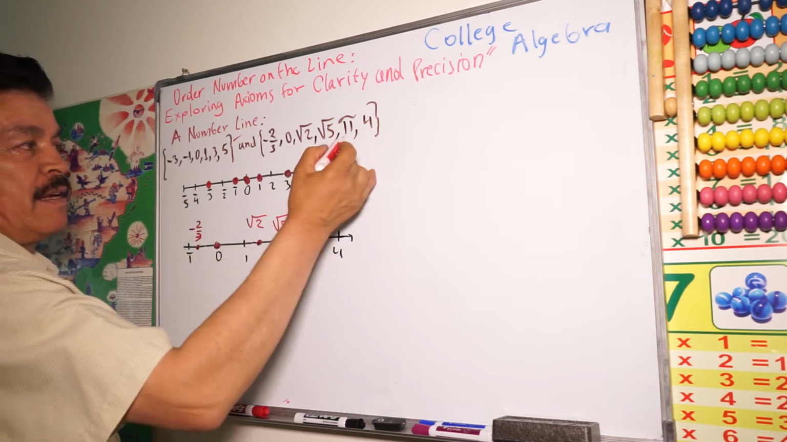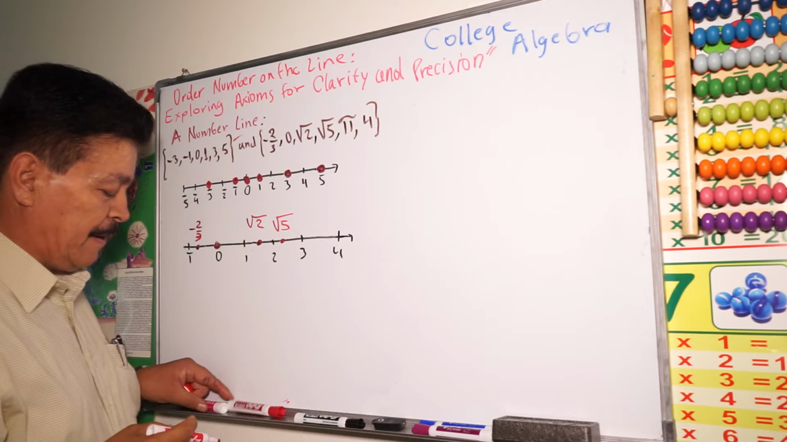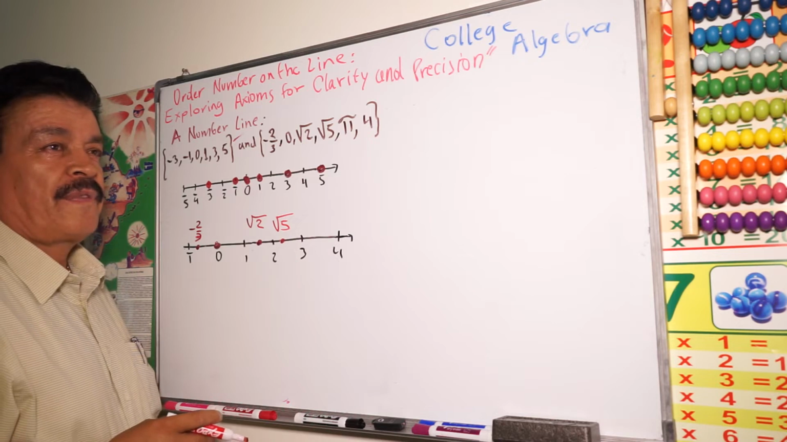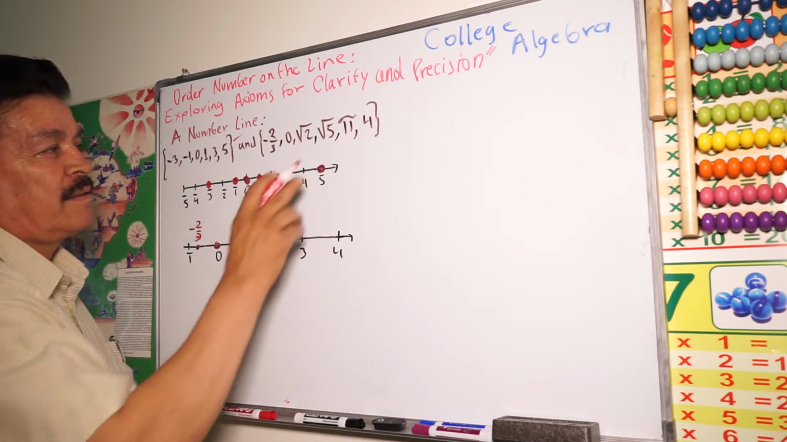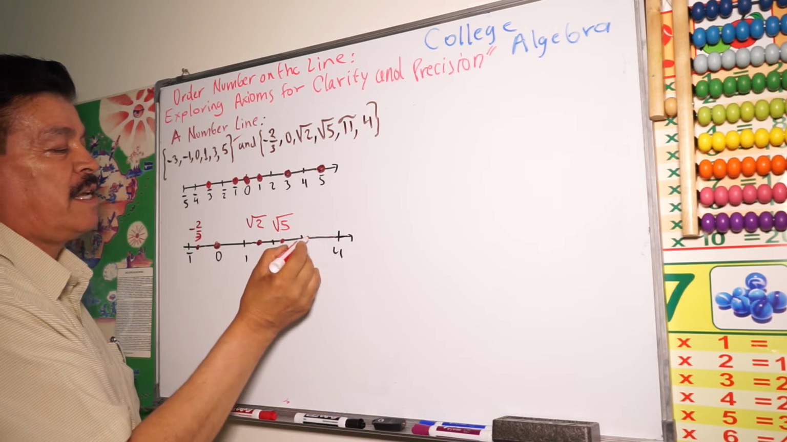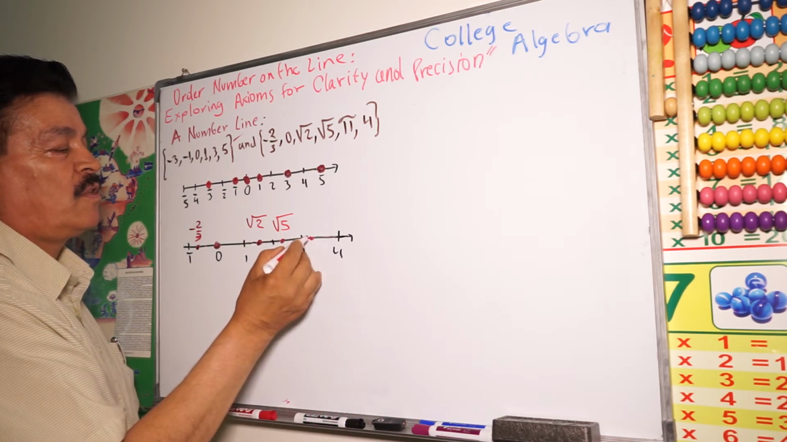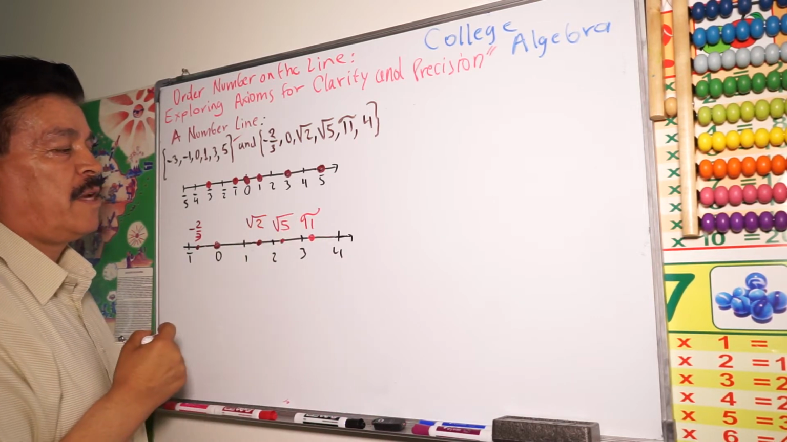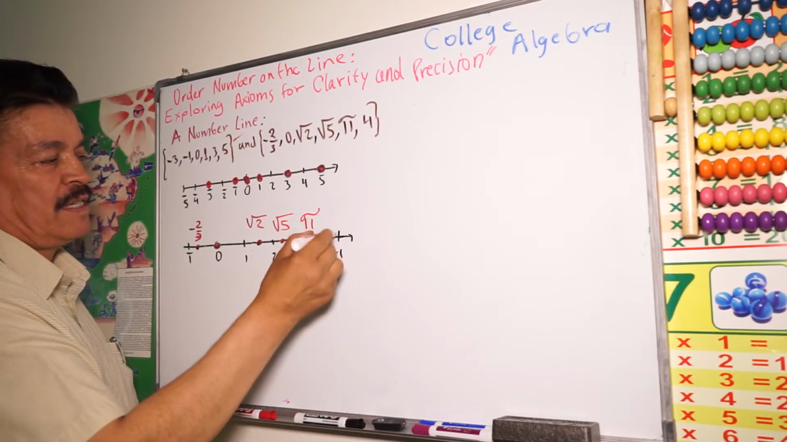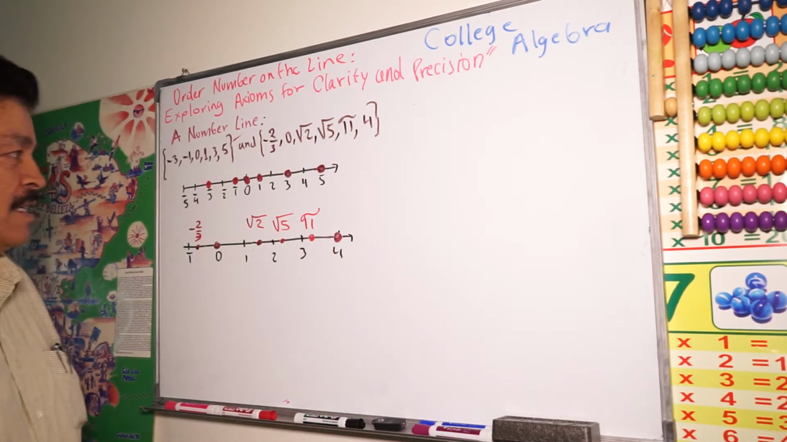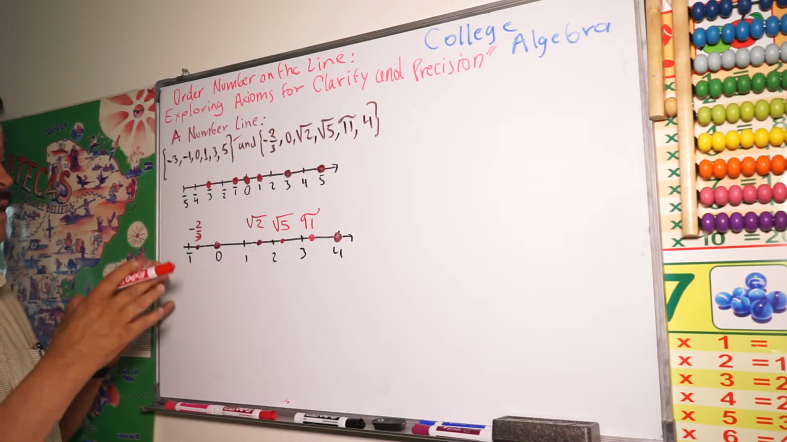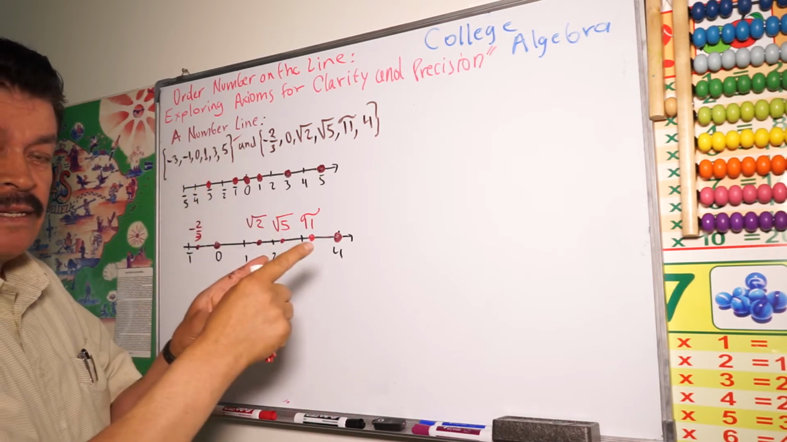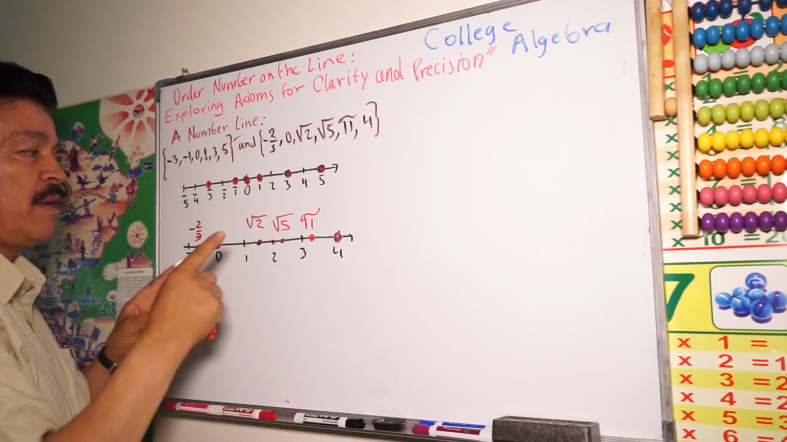Then we have pi. Remember pi from geometry. Pi is 3.14 and 16, so it's right here, 3 point something. 14 and 16, pi is right here. And then we have 4, exactly right here. So that's it. This is the main thing, the objective for today: put the real numbers in the right place on the number line.